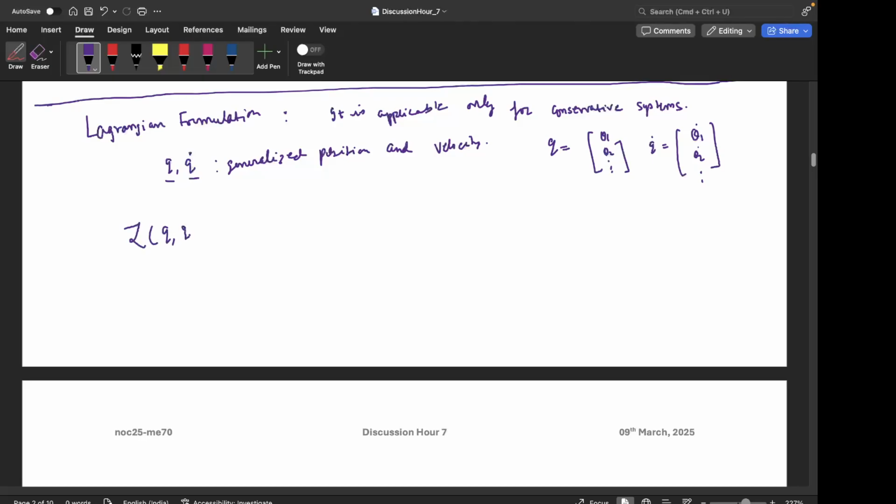Then we have the quantity called the Lagrangian, defined as L(q, q dot). It is a function of q and q dot, the difference of the kinetic energy and the potential energy. So for a body, the Lagrangian is the kinetic energy of that body minus the potential energy of that body. For the entire system, it is the total kinetic energy of the system minus the total potential energy of the system. And since energy is involved, it's called an energy based method, right? And all these are scalar terms.